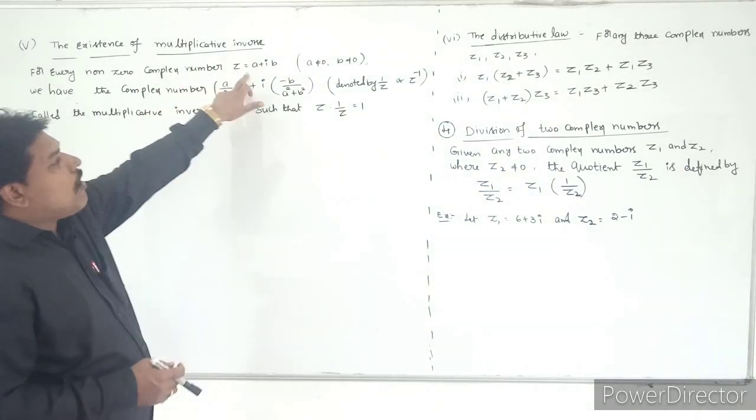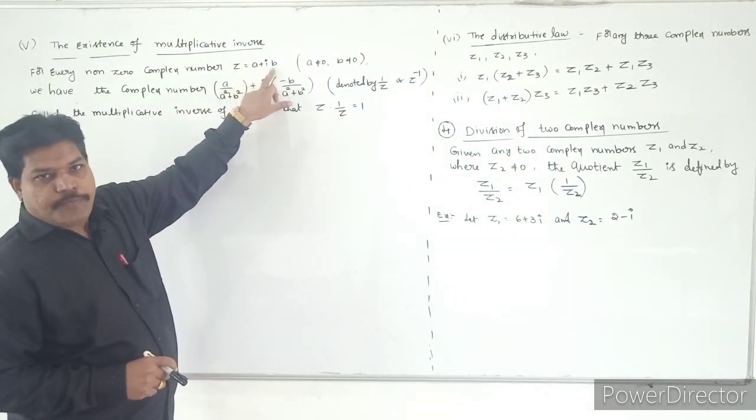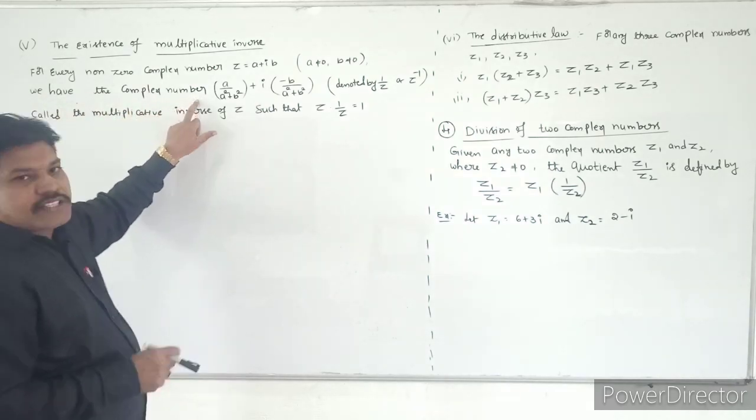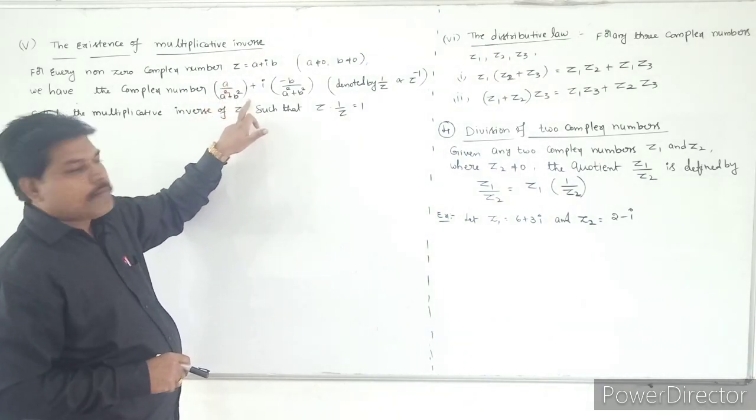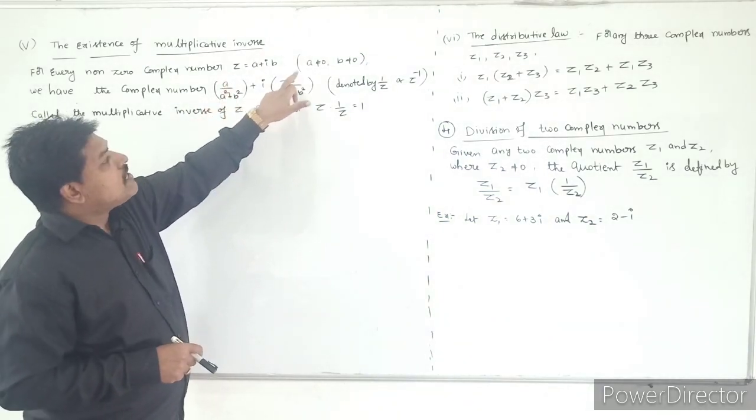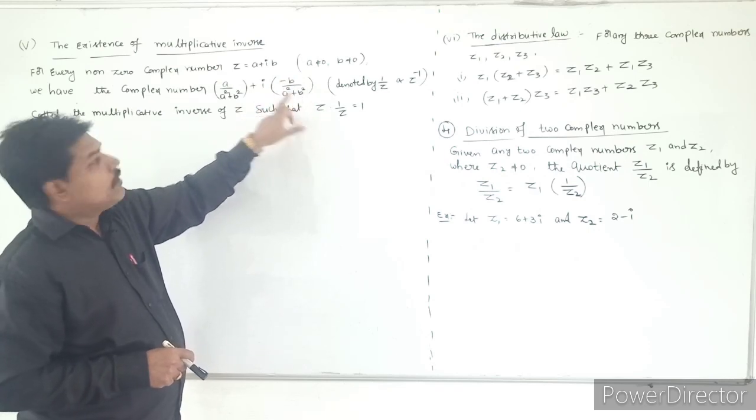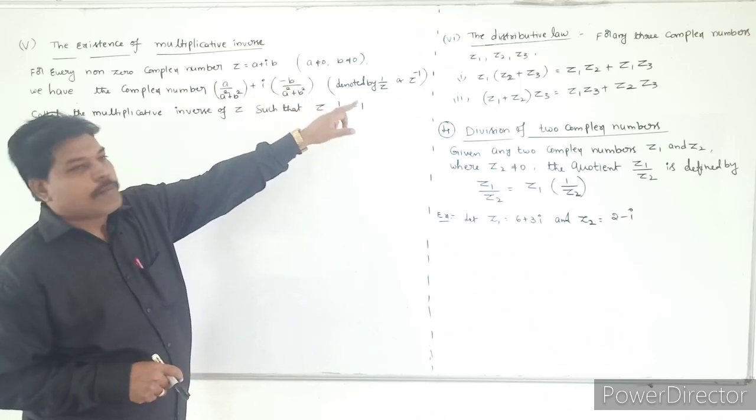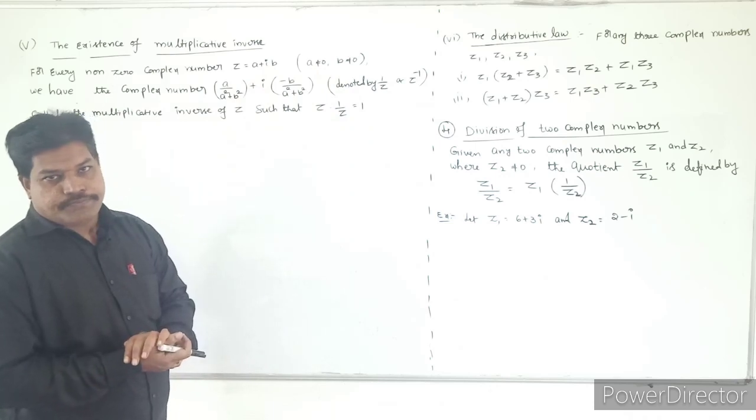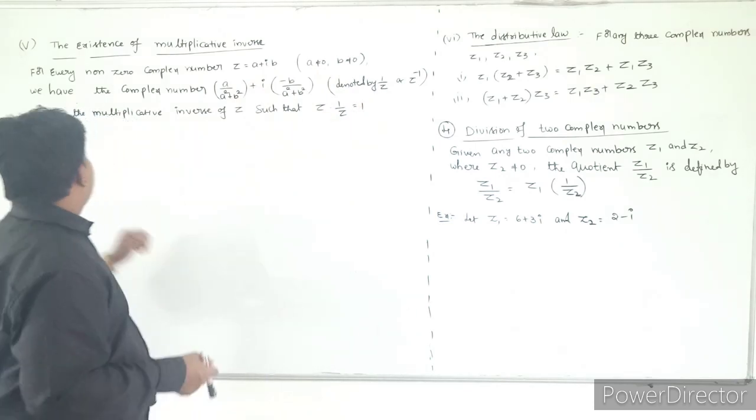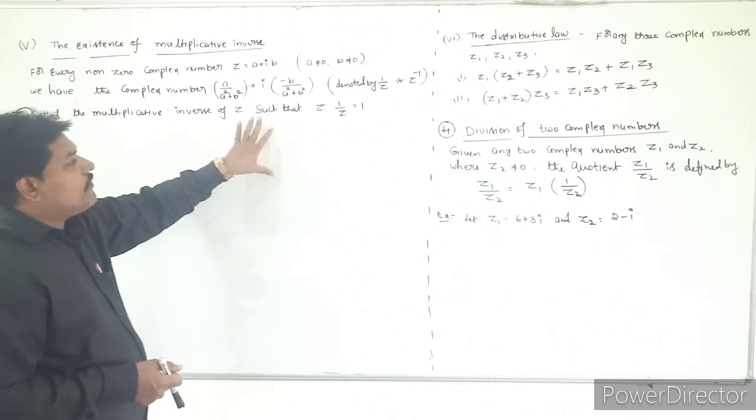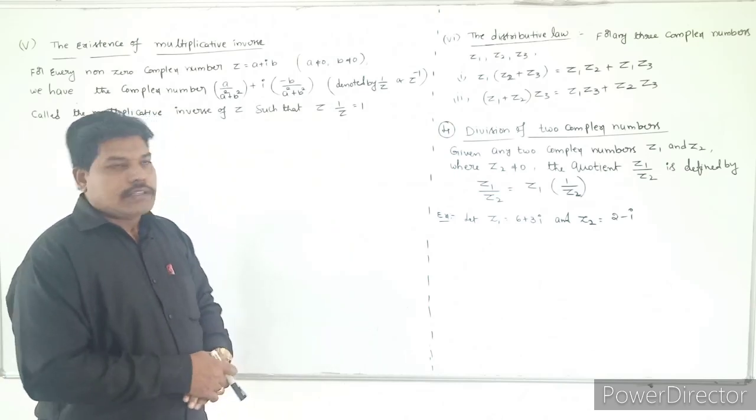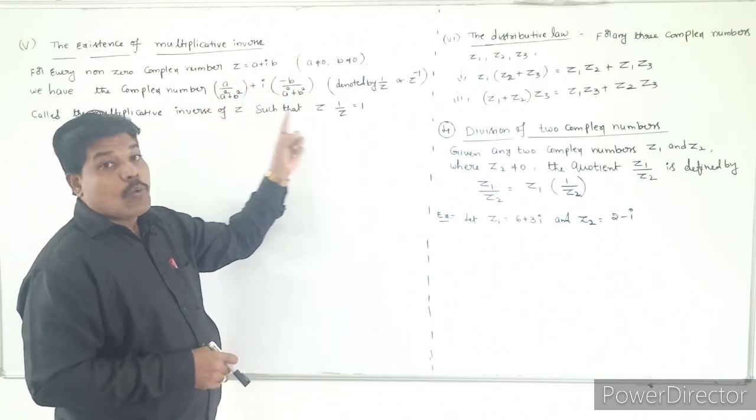If we take a non-zero complex number z equal to a plus ib, where a is not equal to 0 and b is not equal to 0, we have the complex number a by a square plus b square plus i into minus b by a square plus b square, denoted by 1 by z or z inverse, called the multiplicative inverse of z, such that z into 1 by z is equal to 1.